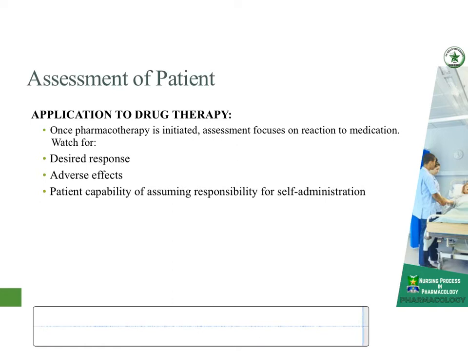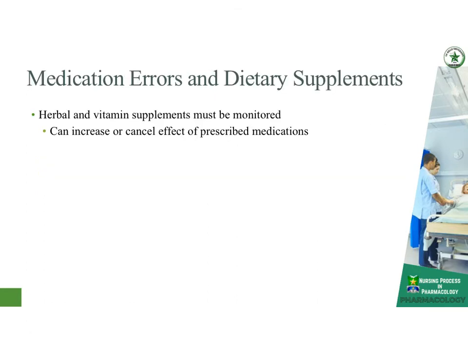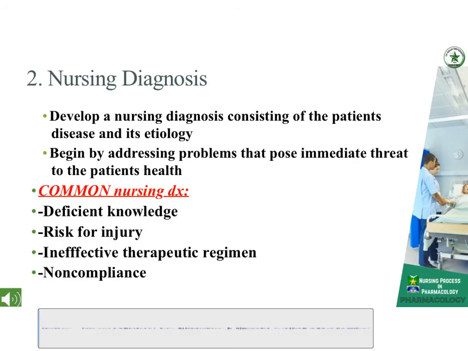Okay? A thorough assessment will identify all these factors, thereby enabling the nurse to account for them when formulating the nursing diagnosis and the patient care plan. Nursing diagnosis: we develop a nursing diagnosis consisting of the patient's disease and its etiology. We begin by addressing problems that impose an immediate threat to the patient's health.